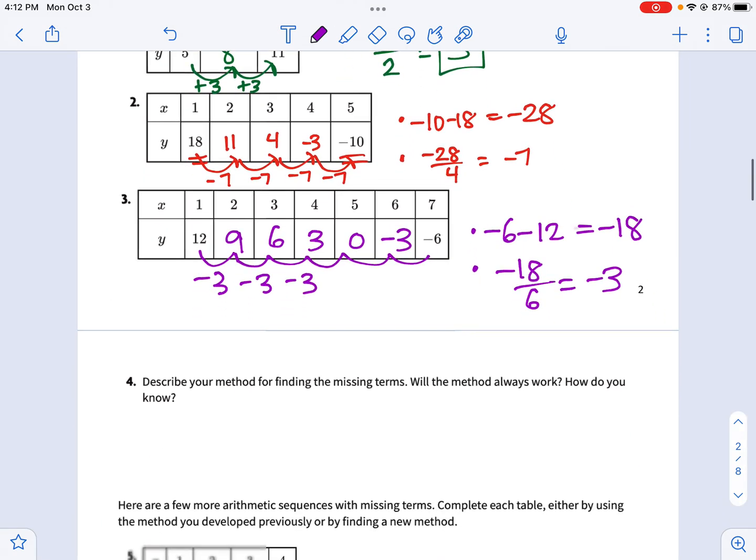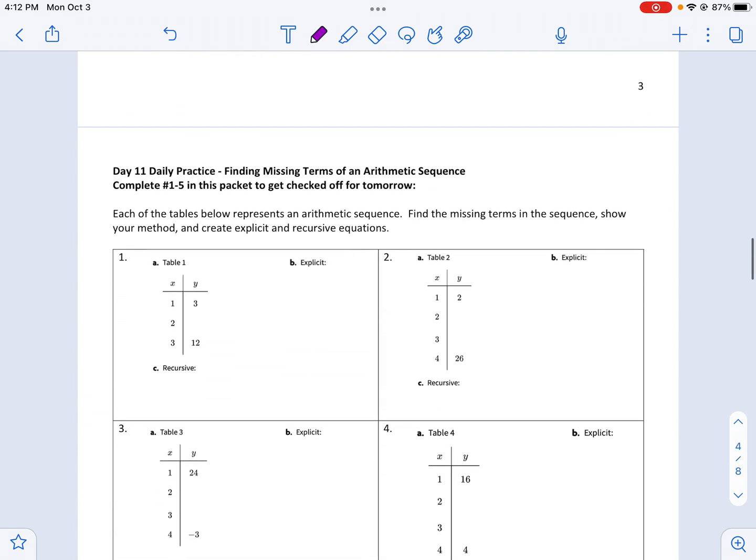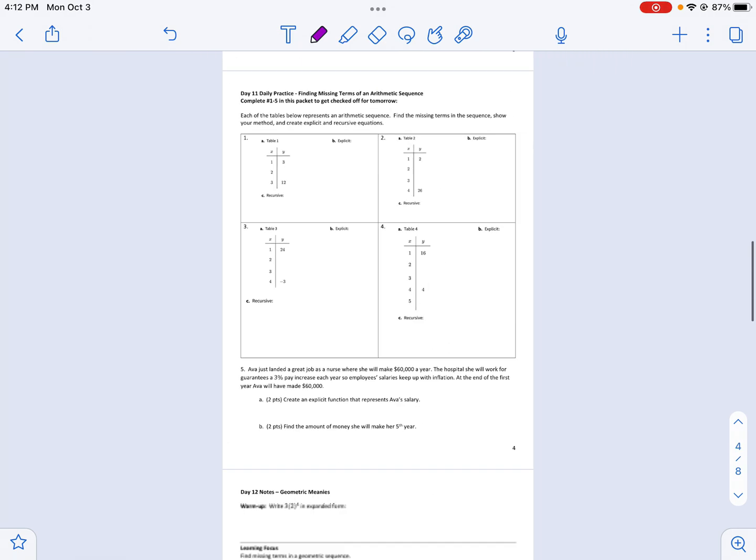So in class we summarize that, and then we practice some more. And then your assignment is just to finish this page, page 4 in our packet.